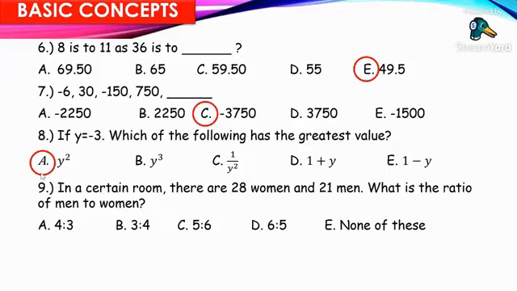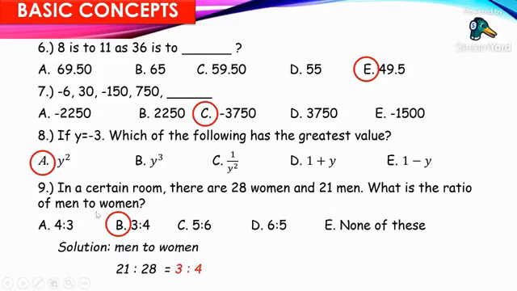Okay. For number 9, we're going to discuss your answers. Let's start first with A and B. Now, if you answered A, it means you were tricked by the question. The question is, what is the ratio of men to women? So the men should come first before the women. How many men? 21 is to 28. So the correct answer is letter B.